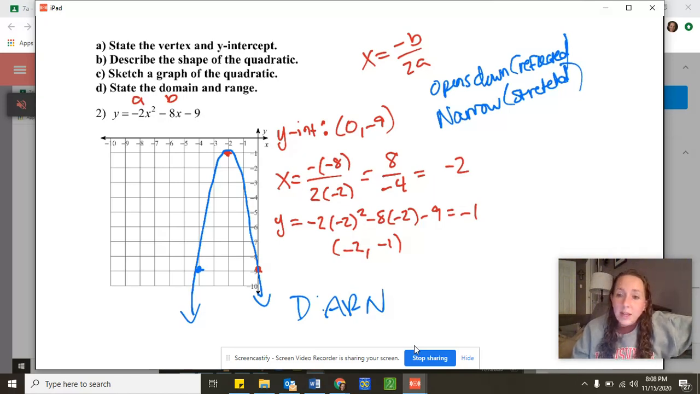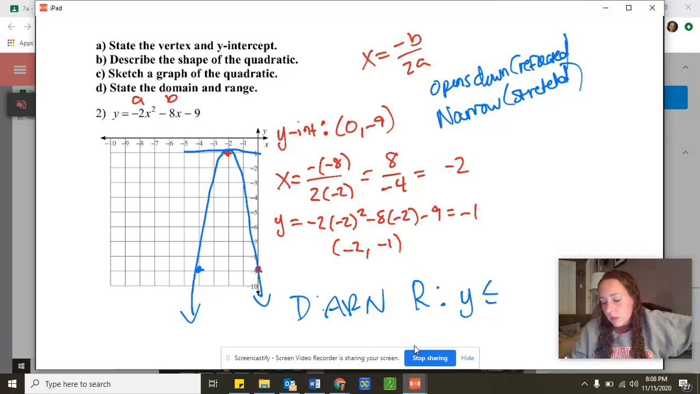As far as range, that's dealing with the y-axis, which is up and down. Now, all the points on this quadratic are below the vertex, or including the vertex. So I'm going to say that all of the y's are less than or equal to -1.